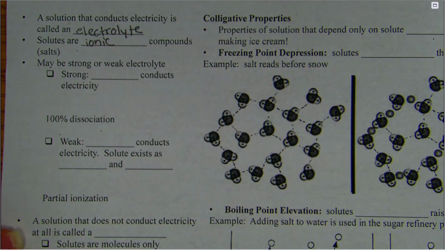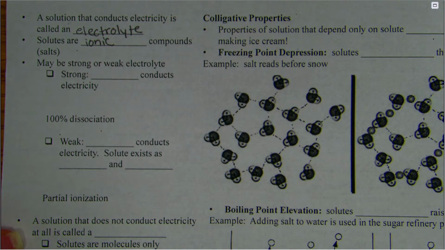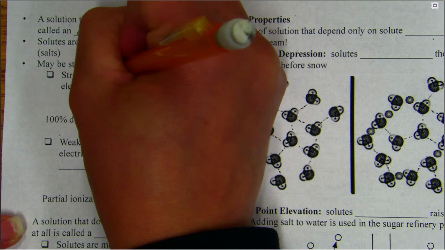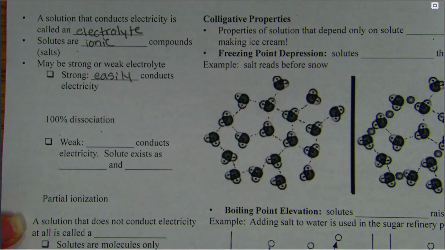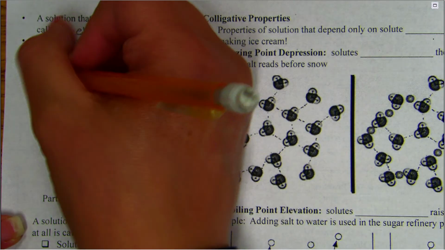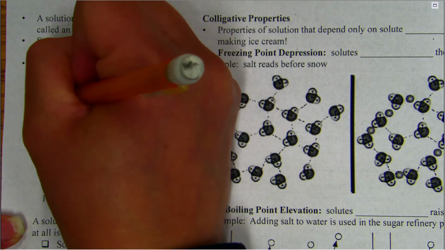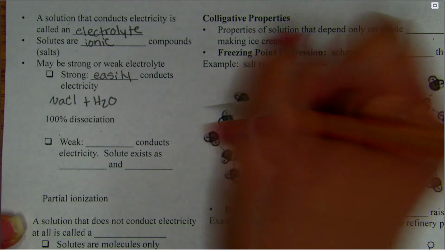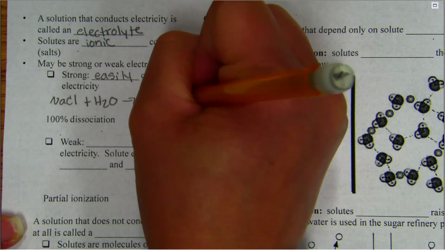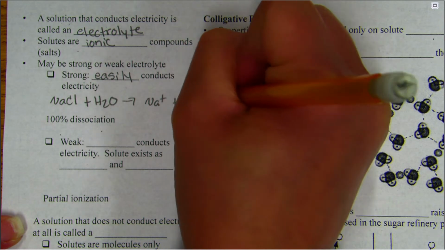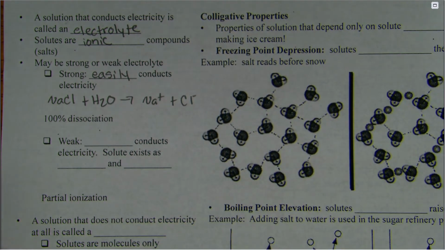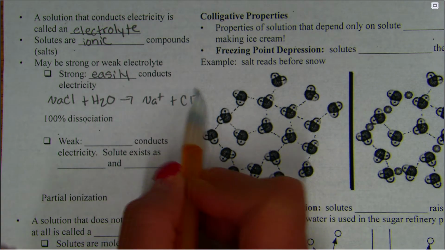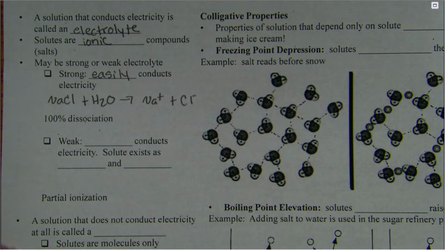electrolytes. They can be a strong or a weak electrolyte. Strong electrolytes are going to easily conduct electricity. An example could be something like NaCl, sodium chloride. When I put sodium chloride in water, it will dissolve into 100% sodium ions and 100% chloride ions. So we call that 100% dissociation. It completely makes all ions.